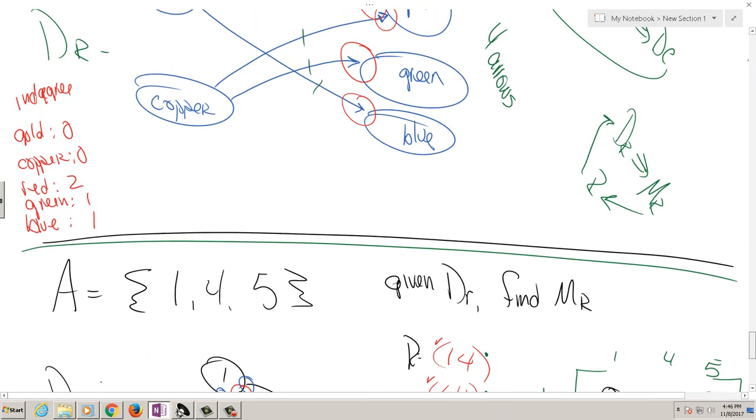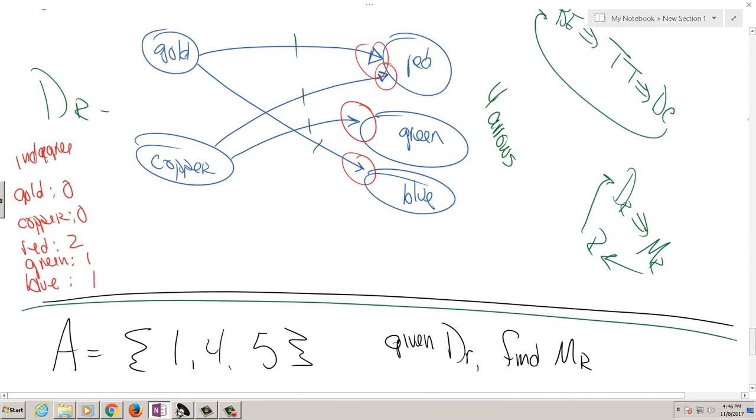All right, let's look at this one, out degree. Every node has an in degree, every node has an out degree. So gold, the out degree of gold is 1, 2. The out degree of copper is also 2. The out degree of red, I don't see anything coming out of red. I don't see anything coming out of green, and I don't see anything coming out of blue.